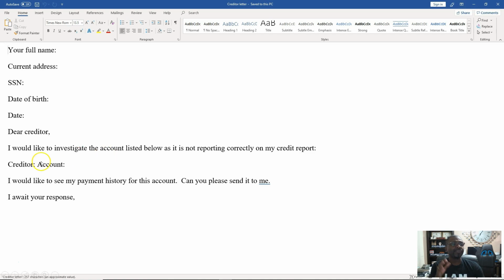Now here, check this out. Dear creditor, I would like to investigate. Investigate is the key here. I would like to investigate, not dispute. Those are totally two different things. See, if you say dispute, you're telling the creditor to do something else. You don't want to dispute. You want them to investigate the account listed below as it is not reporting correctly on my credit report. You want to put the creditor's name and the account number.